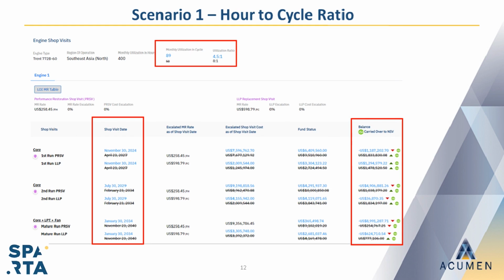If we look here at changing the monthly utilization, so the hour-to-cycle ratio is reduced to 4.5:1, and by clicking Simulate Scenarios, we can see that the engine shop visits are earlier than at 8:1, and on the far right-hand side, the reserve funds are underfunded from the first shop visit onwards.